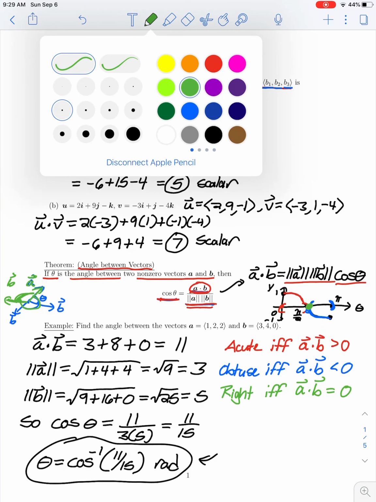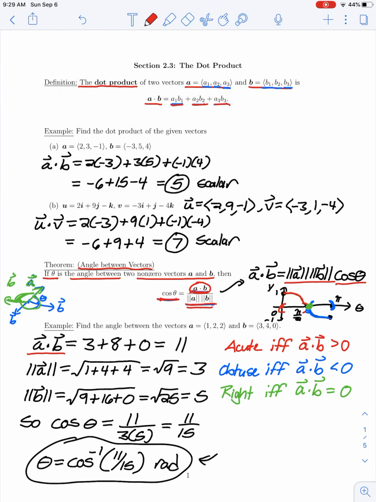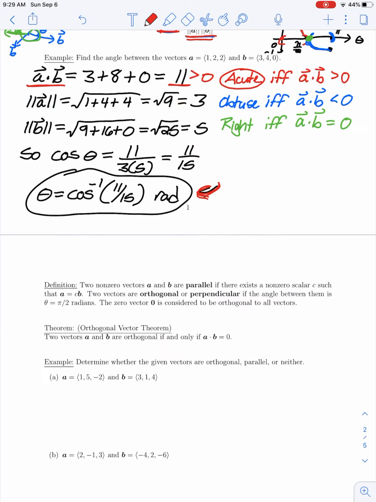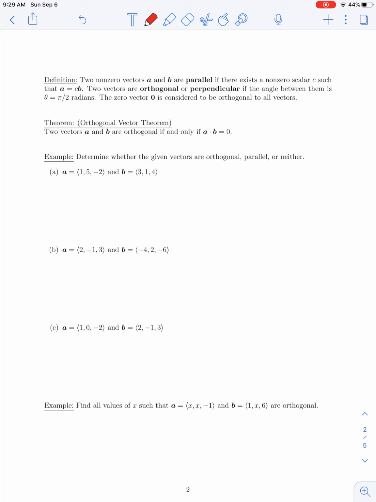So in this first example that we had considered, we found the dot product of A and B was 11, which is positive. So the angle between these two vectors is an acute angle. So even though we don't know exactly what arc cosine of 11 over 15 is, it is some value between 0 and pi over 2 radians. So now that we've discussed determining the angle between these vectors, let's introduce a little more terminology and see some other applications of this dot product.